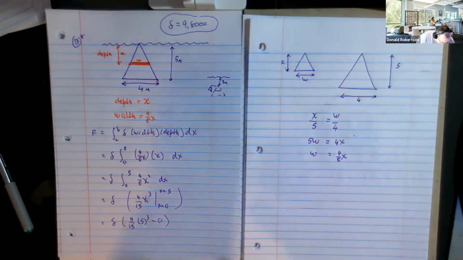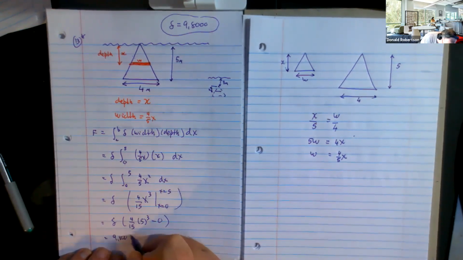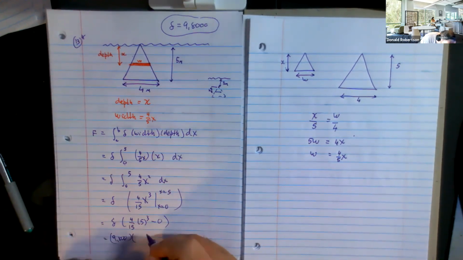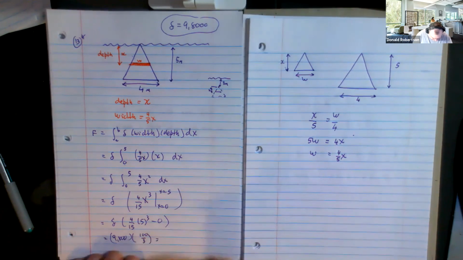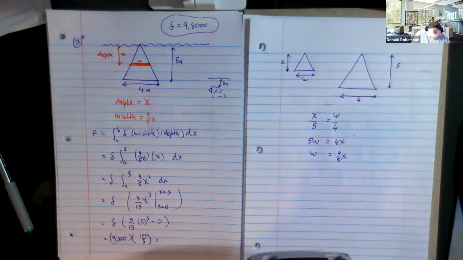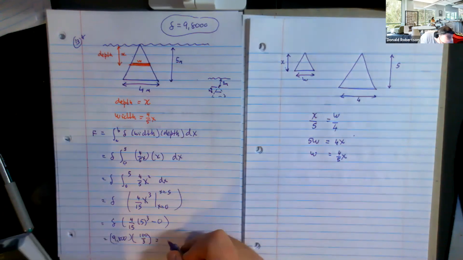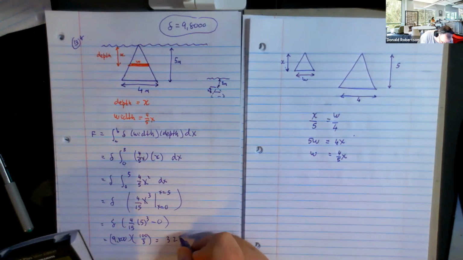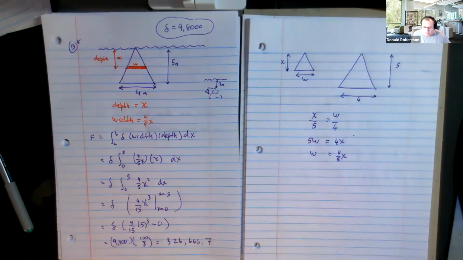It's 9,800, which is delta, multiplied by that guy. And it's not going to be pretty. It's 326,666.7 roughly.